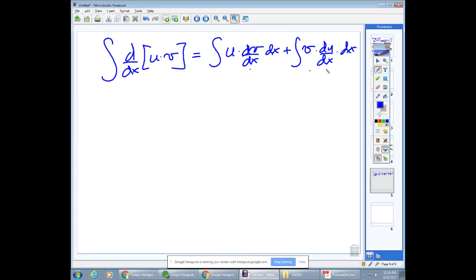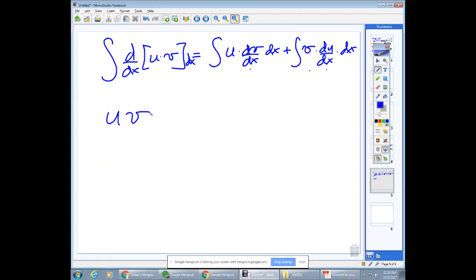And then we're going to apply the fundamental theorem of calculus to this. What does the fundamental theorem of calculus say about the left side? Oops, I forgot my dx here. It just equals u times v. This is u times v, correct.